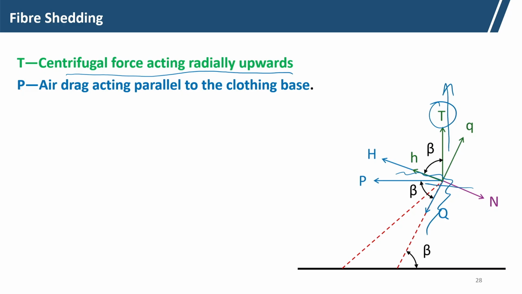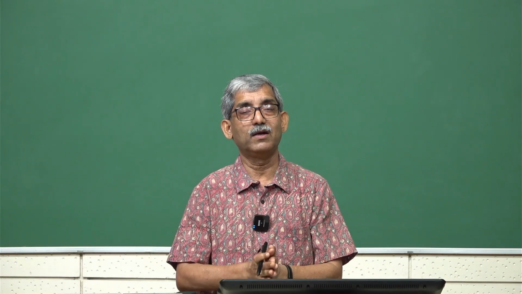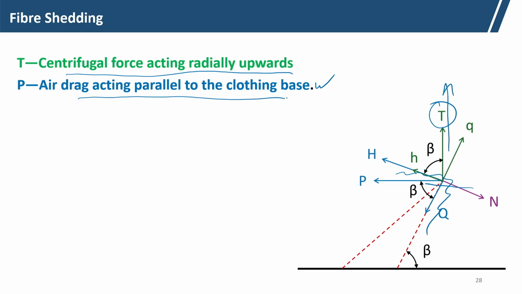Now, air drag tries to retain the fiber within that surface, that is the cylinder surface. Air drag tries to push the fiber against the cylinder clothing. So, higher air drag means lower chances of fiber shedding. So, T by P is the function which, if it is high, means higher chances of fiber shedding. So, we will try to measure the T by P ratio.